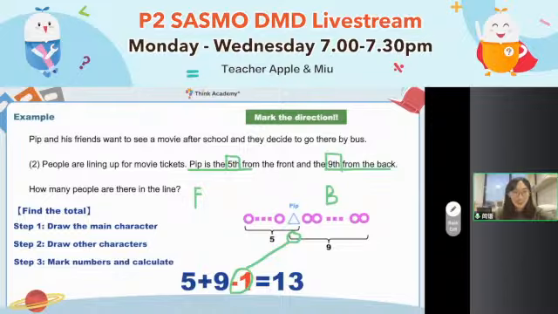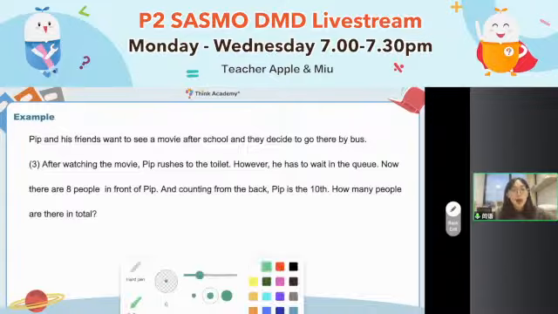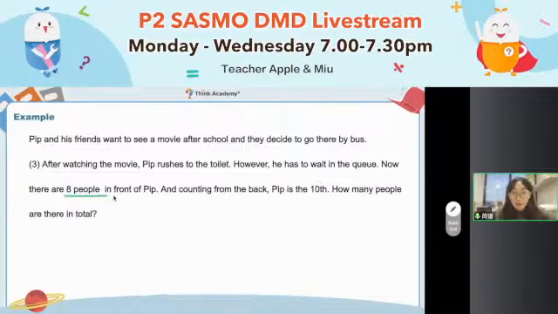Okay, well done. The third part. After watching the movie, Pip rushes to the toilet. However, he has to wait in the queue. Now, there are 8 people in front of Pip. And counting from the back, Pip is the 10th. How many people are there in total? Can you try it?